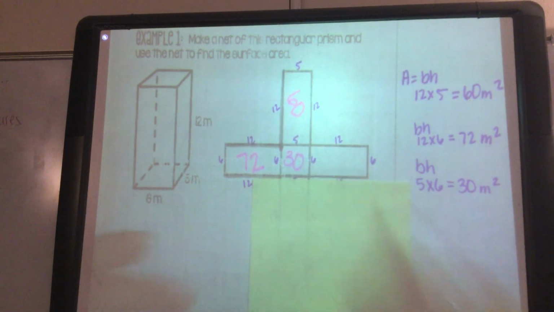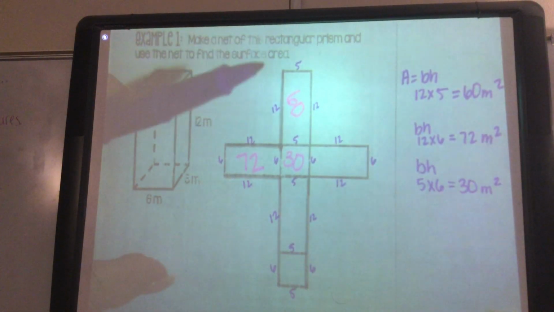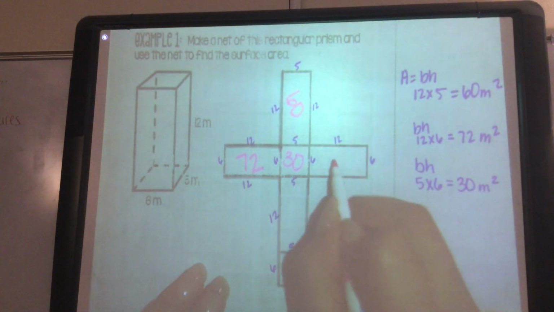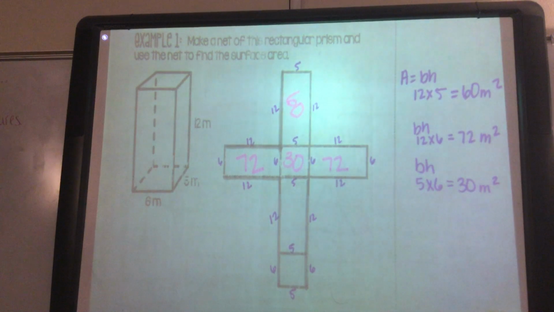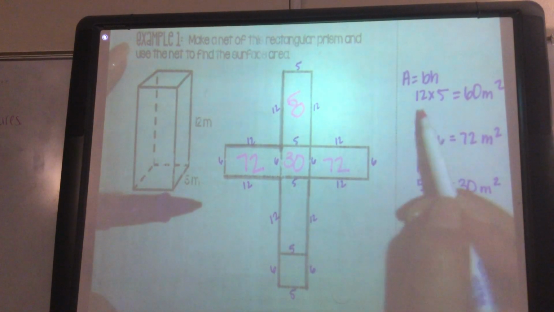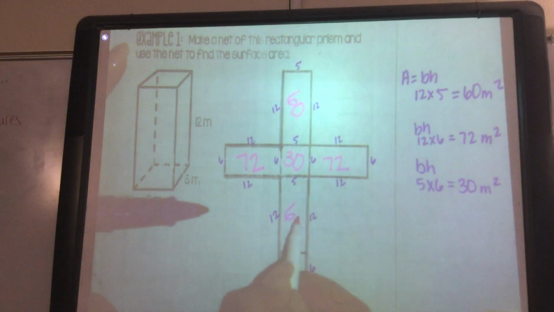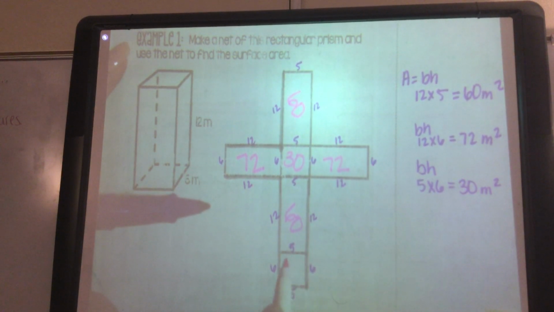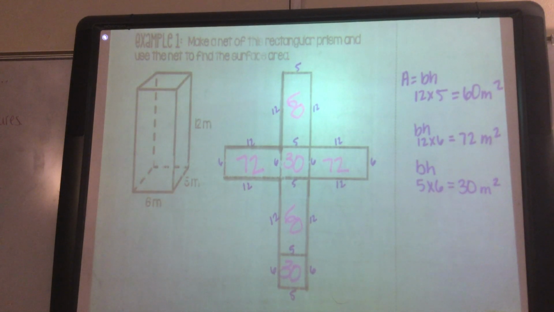Now if you'll notice, the next rectangle is the same as the one on the left, so we don't have to recalculate. It's 6 times 12, and 6 times 12 is 72, so we can just fill it in. The next rectangle, we have 5 and 12, so we've done that before, so we can fill it in with 60. And the last one is a 5 by 6, so we can fill that one in as 30. Now that we found the area of each one of the pieces, we add them together just like composite figures.